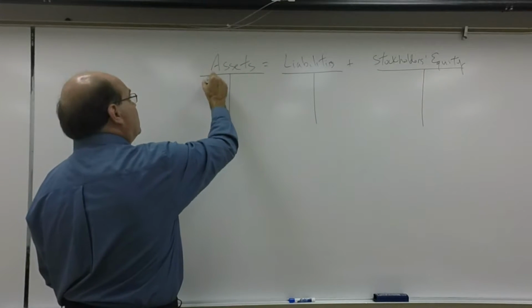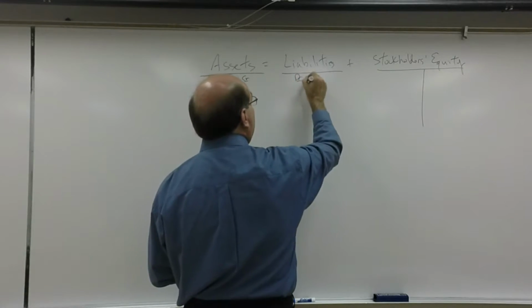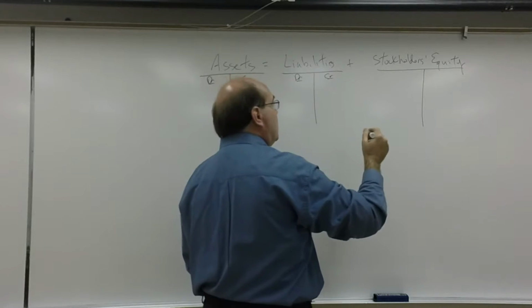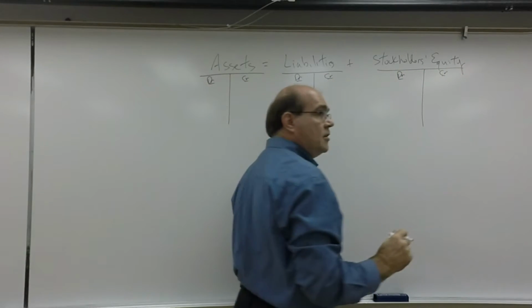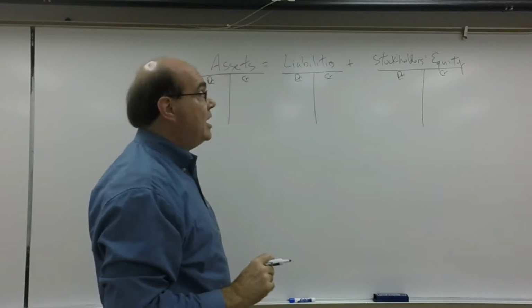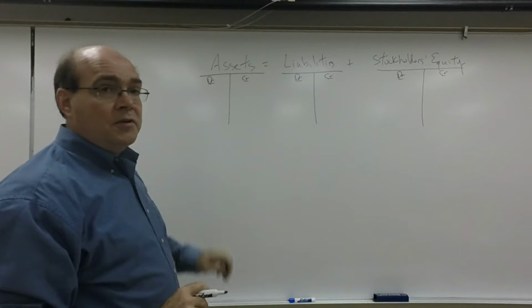Now, we have something called a debit and a credit. And people are always trying to say, well, which one means increase or decrease? They don't. What they mean are just left and right. I think they're actually Latin or some strange language for left and right. So debits are always on the left. Credits are always on the right.